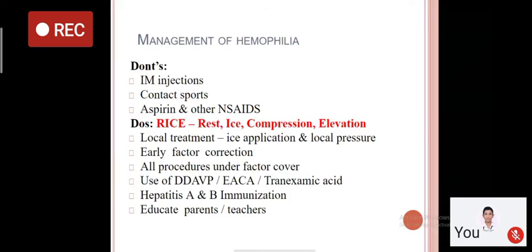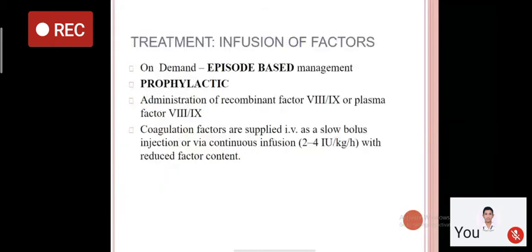All the procedures which need to be done in patients with hemophilia have to be done under factor cover. Some patients might improve with the help of antifibrinolytic drugs like tranexamic acid, EACA, or desmopressin also. Then routine immunization of these patients against viral infections like hepatitis A and B is also advisable, and counseling of these patients and parents regarding the nature of the disease, how to identify the condition, and how to treat these patients at home. This is important.